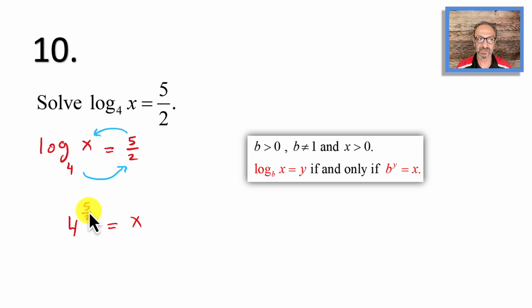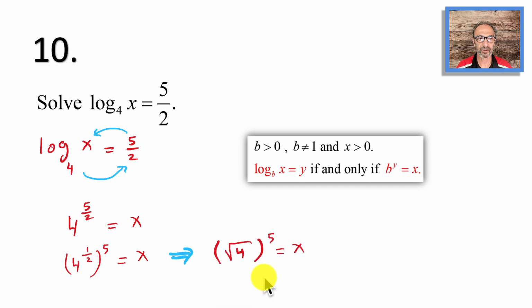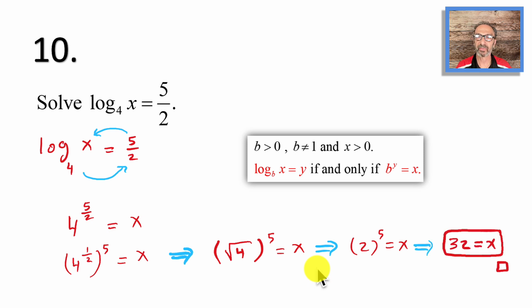To simplify this, we need to break down the 5 over 2 into two numbers, which is going to be half times 5. But half as an exponent means square root. Square root of 4 is 2. We leave the 5 outside. So that says 2 to the power 5, and x equals 32.